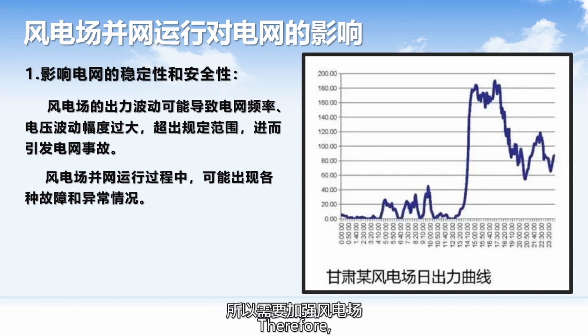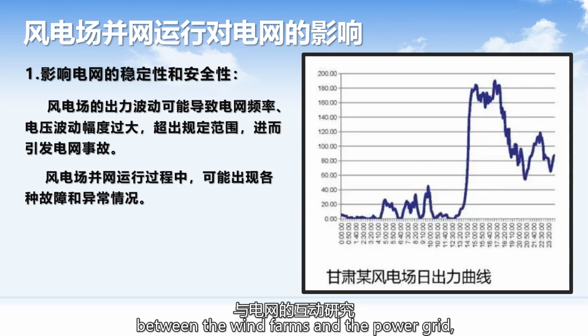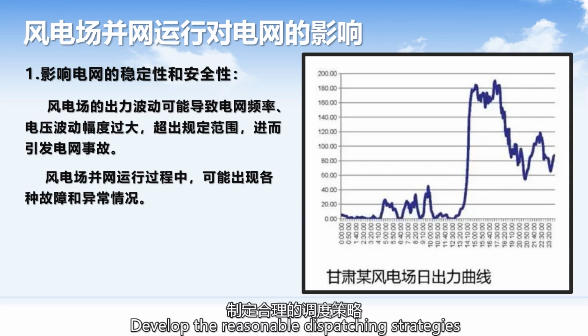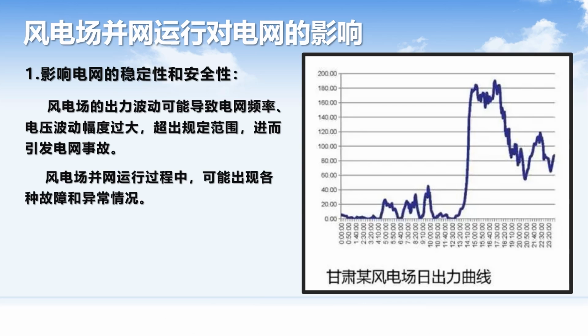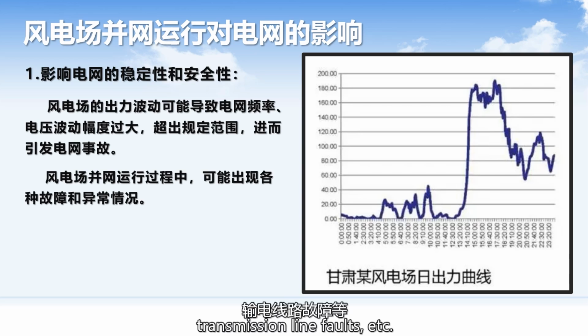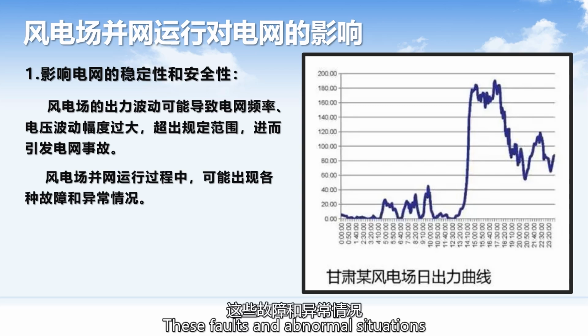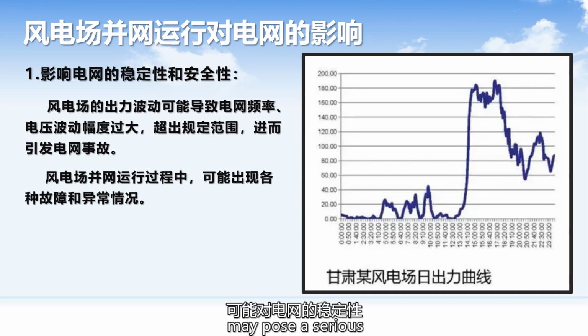Therefore, it is necessary to strengthen the interaction research between the wind farms and the power grid, and develop reasonable dispatching strategies to ensure the safe and stable operation of the power grid. Various faults and abnormal situations may occur during the grid-connected operation of wind farms. These include wind turbine faults, transformer faults, transmission line faults, etc.